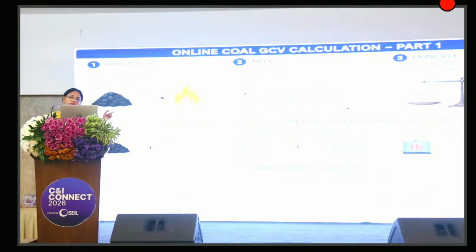From this operation, engineers can know what heat rate our unit is running at, and they can take measures to optimize that.